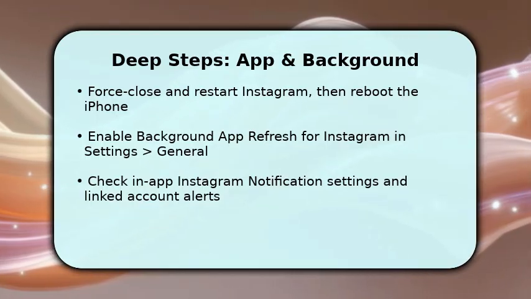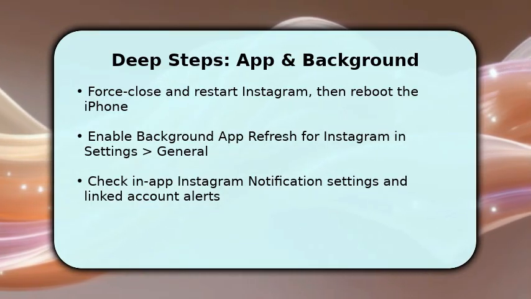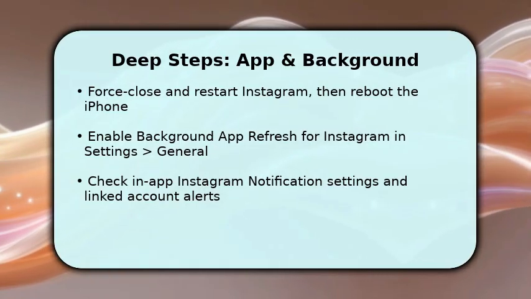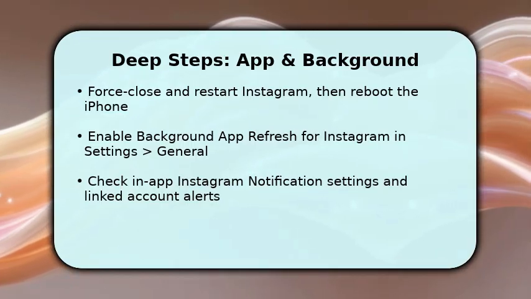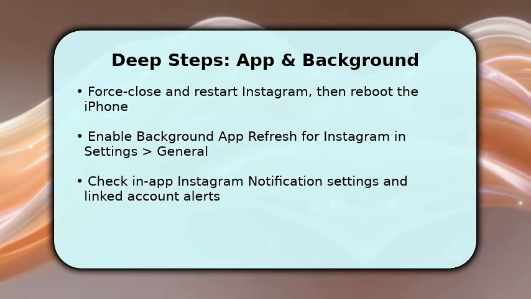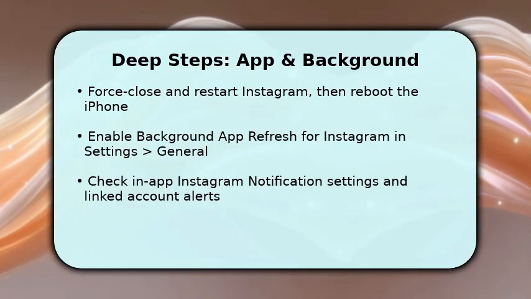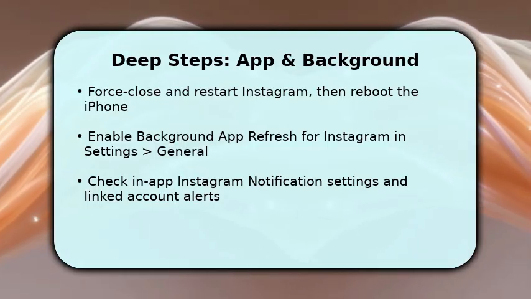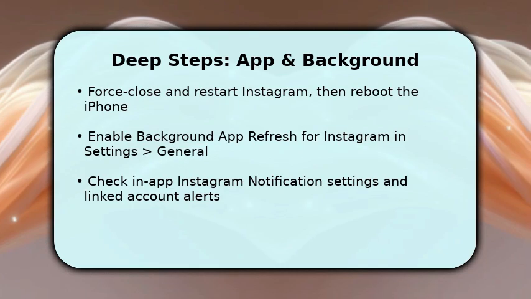Go to Settings, General, Background App Refresh and ensure it's on for Instagram so the app can receive updates in the background. Open Instagram's own settings notifications to confirm push categories like messages, comments, and stories are enabled. Once done, test by sending a message or mention to validate notifications arrive.